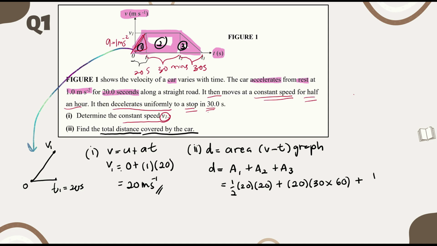Plus area number 3 is again a triangle, so half of the rectangle. So it's half times 20 times 30 seconds. Then finally you have your distance, which is 3.65 times 10 to the power of 4 meter.